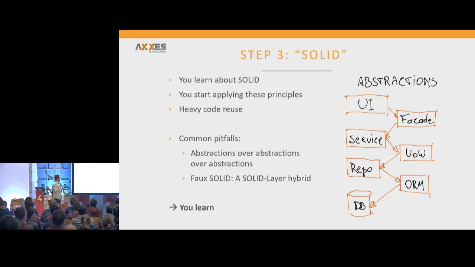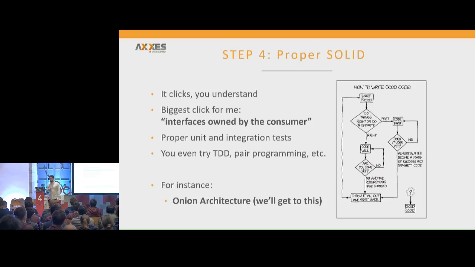And hopefully that's when you learn. At some point, it will click for you. For me, it clicked when I realized that an interface should be owned by the consumer. I know other people have other experiences, but that's fine. At some point it will click and you will understand what SOLID is really about. And then you start actually building flexible code. This is the point where it becomes easy to write unit tests, and it becomes easy to even do test-driven design. And my preferred way of doing SOLID in a .NET code base is using Onion architecture.